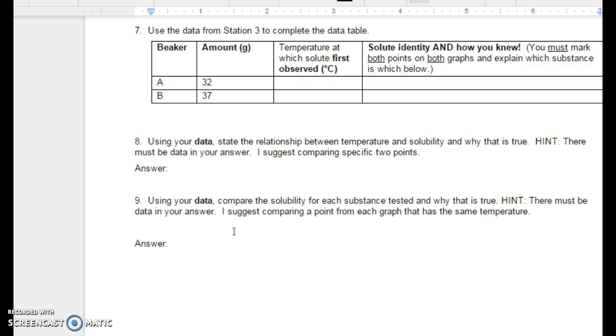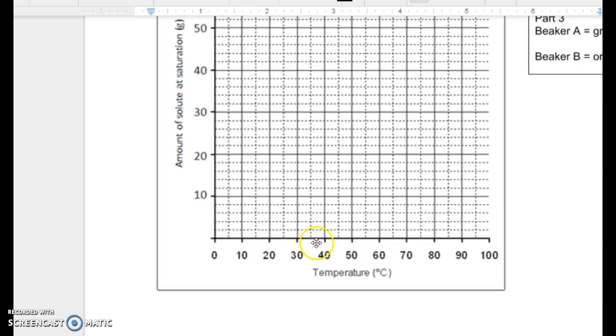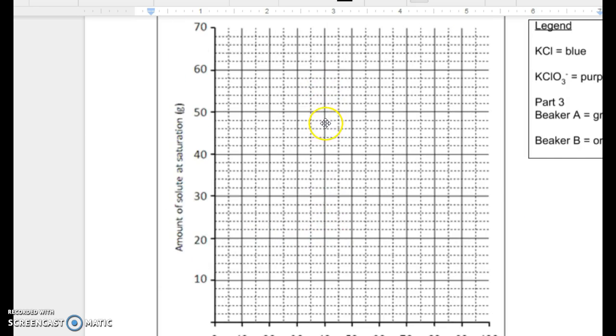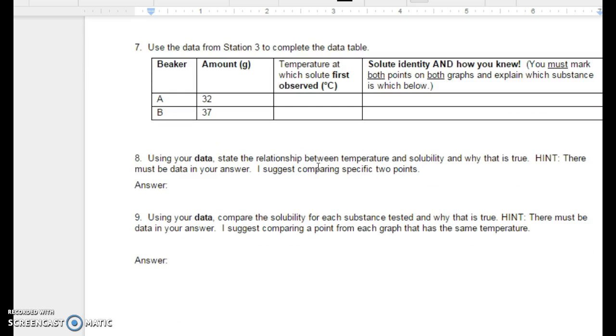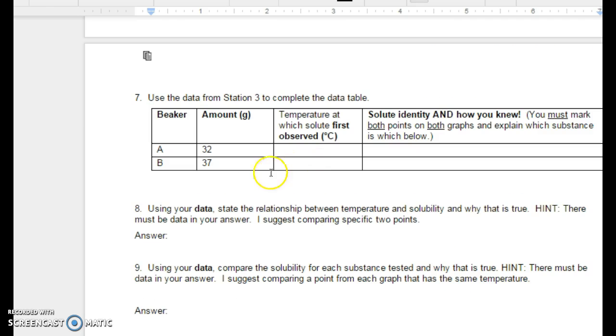I suggest comparing a point on the graph that has the same temperature. So if they both have a point at 40, say, oh, KCl dissolved 50 and KClO3 dissolved 60 grams. And the reason why KClO3 dissolved more is blah, blah, blah. And it does have to do with size of the molecule. So if you need to, find some information on that. Okay, when you're done, you can submit it.